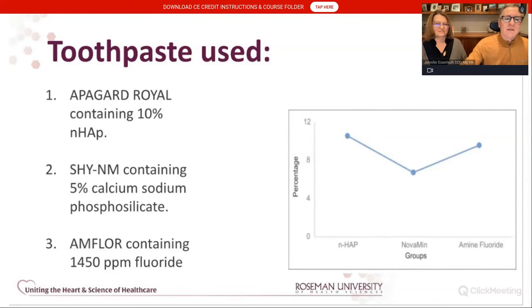With this particular study, it just so happened that the toothpaste containing 10% nano hydroxyapatite had the highest levels of remineralizing. The sodium phosphosilicate did provide remineralizing, which is good. So it's good to know there's other materials out there that can provide remineralizing. And then the toothpaste with 1,450 parts per million performed less. Or in other words, with this particular study, the 10% nano hydroxyapatite actually outperformed the fluoride with 1,450 parts per million. This was the actual conclusion of the study.